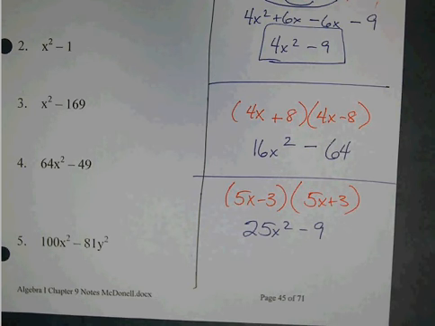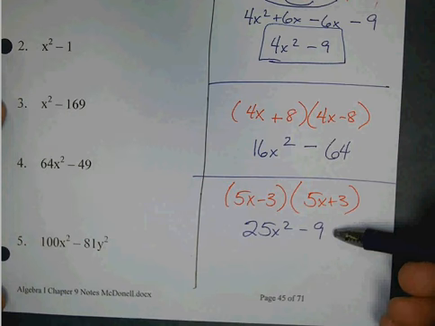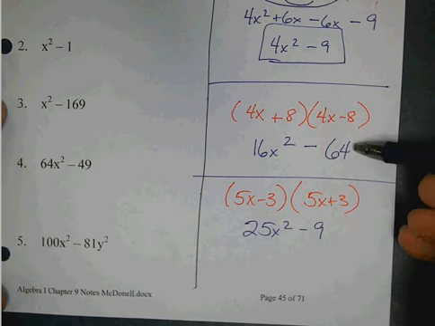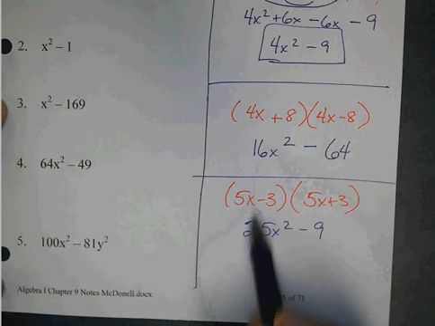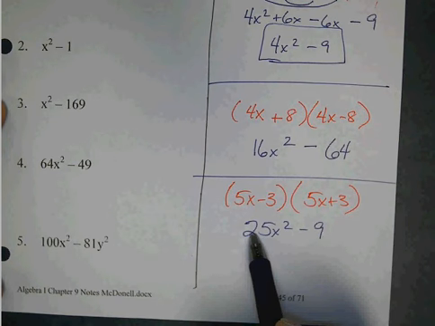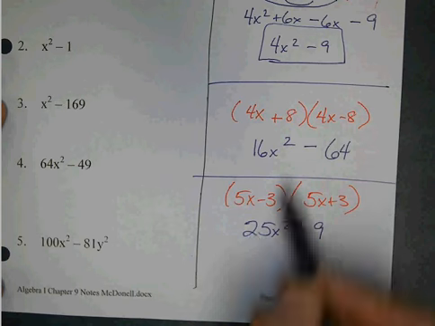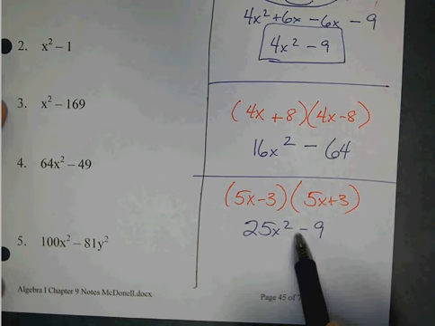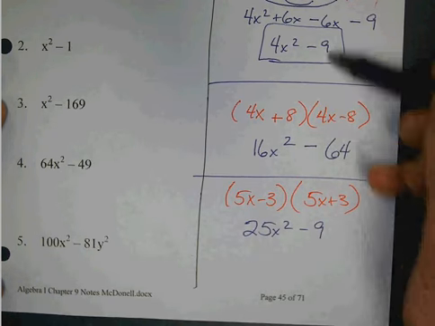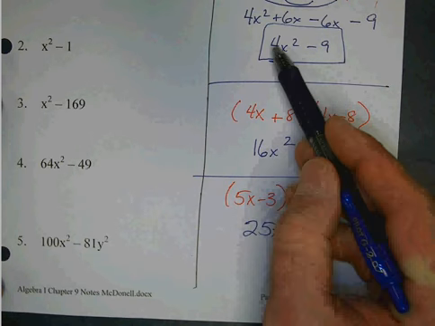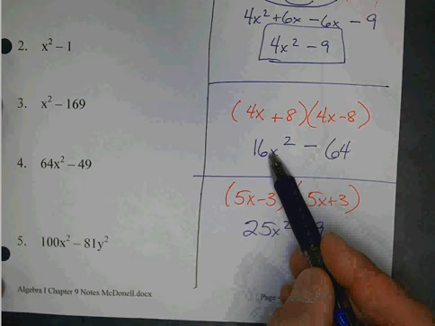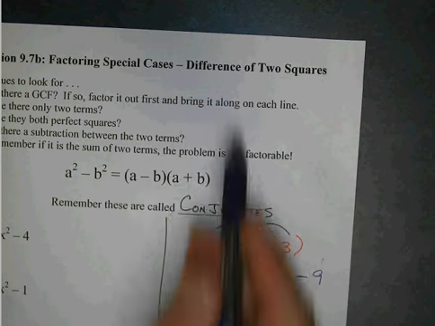Now, let's take this in reverse. If I told you this was the answer, and that's the answer, and that's the answer, let's look at some characteristics of this. Look at the first part of each one. What's the first part of each one? They're all squares. What's the middle of each one? A minus. And what's the back of each one? A square. It's a square minus a square.